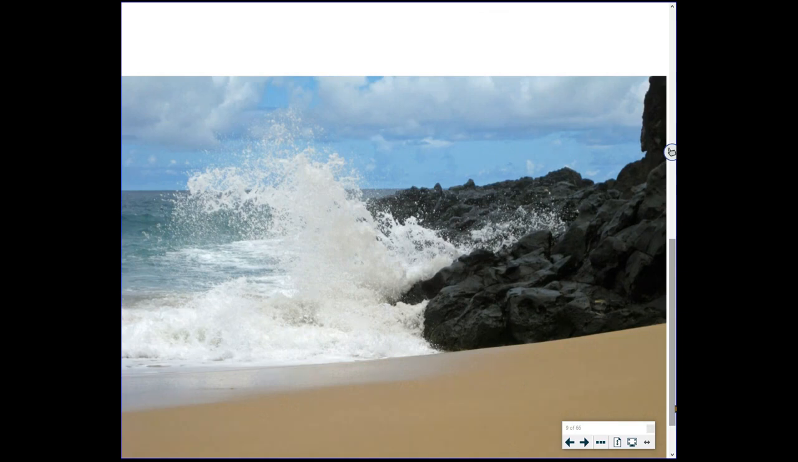Crashing waves can crash some rocks into another rock. And when these rocks hit one another, they're going to break apart. And that's another way to physically weather a rock.